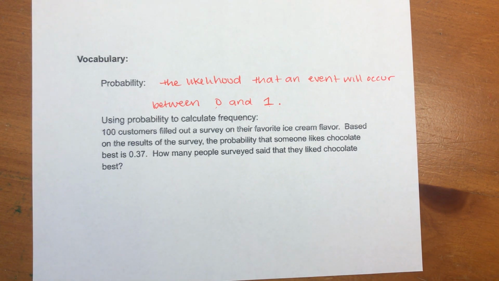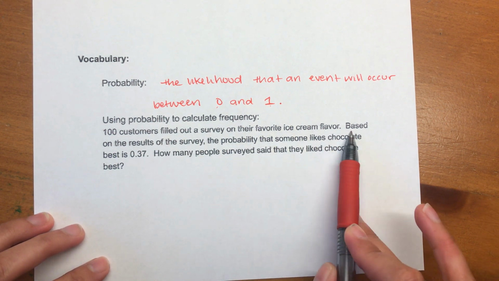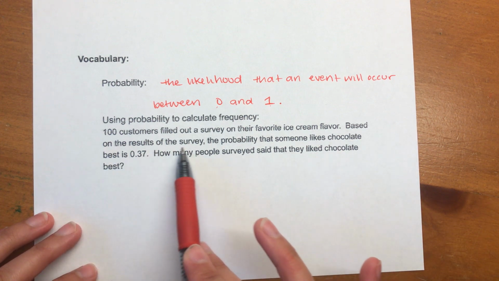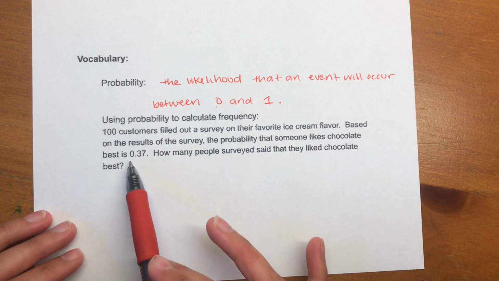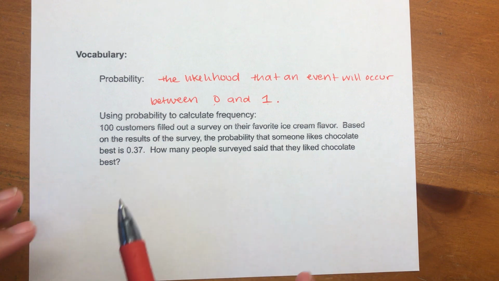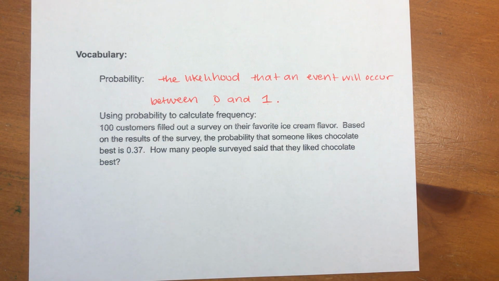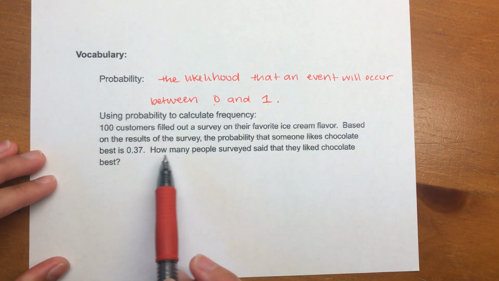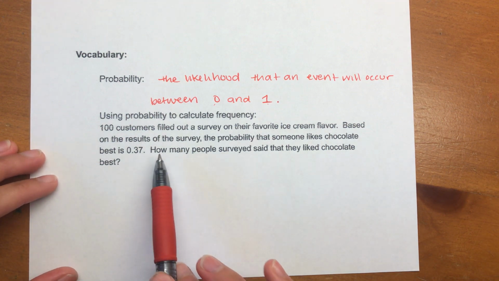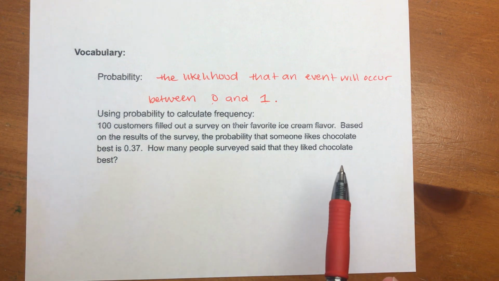So when we use a probability to calculate frequency, say we have 100 customers that fill out a survey on their favorite ice cream flavor. Based on the results of the survey, the probability that someone likes chocolate best is 0.37. There's no percentages here. How many people surveyed said that they like chocolate best?